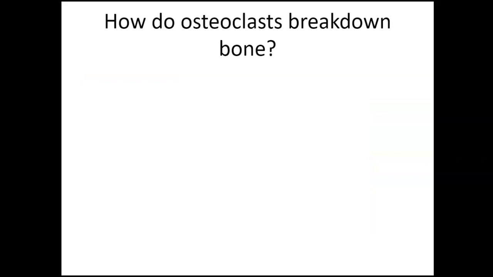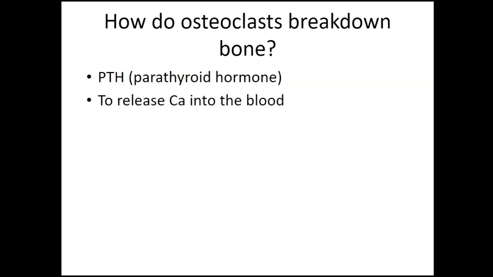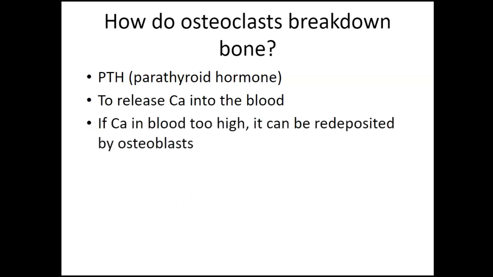So how do osteoclasts break down bone? When we need some more blood calcium, we can draw from our bone bank of calcium. And so your endocrine system is helping with that. The parathyroid hormone is secreted into your blood and signals to break down some of the bone tissue. So it releases calcium into the blood that you might need. If calcium in the blood is too high, it can then be redeposited into our bones by the help of the osteoblasts. Blasts build.